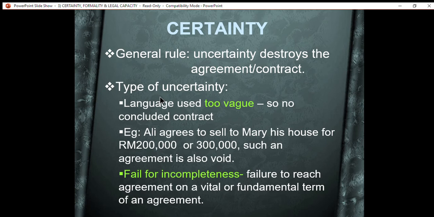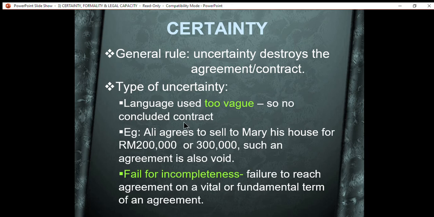The first type is when the language used in the agreement is too vague. Too vague means that the language used is not clear at all. Based on this, the court is likely to hold that there is no concluded contract, for example, the alleged contract is void for uncertainty of the contractual terms. So if your language is too vague, the contract is void.